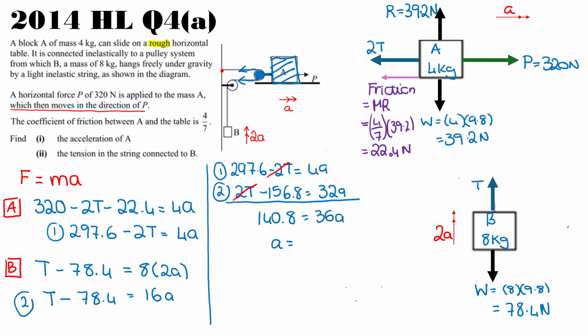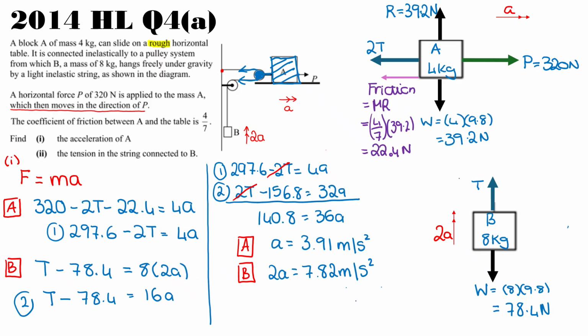a is then 140.8 divided by 36, which gives us 3.91 meters per second squared. That one is recurring, but it's not going to affect our rounding. That is our acceleration of A. They didn't ask for it, but the acceleration of B would simply be 2a, which was 3.91 by 2, which is 7.82 meters per second squared. And that's getting us our answer for part 1.